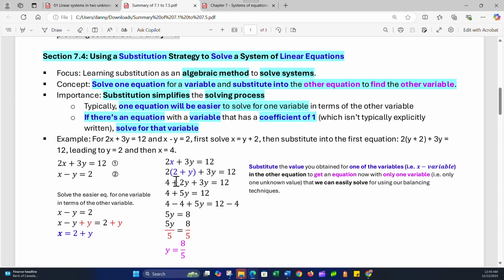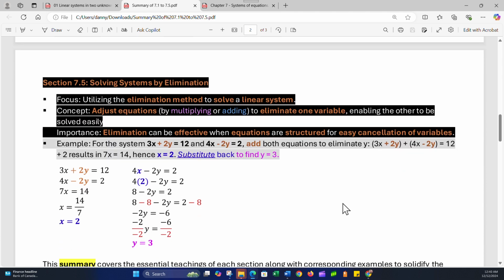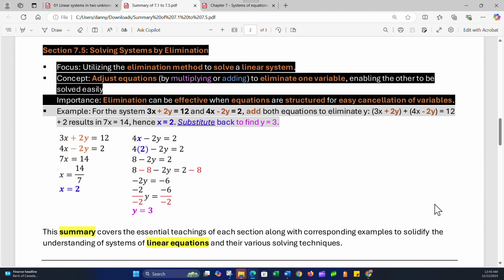So again, when I have the equation here, it's only in terms of one variable, just in terms of y. We're used to solving that. We've already been solving equations with one variable forever. So this makes it easy for us to solve. Finally, in section 7.5, we're introducing another mathematical way to solve a system of linear equations.